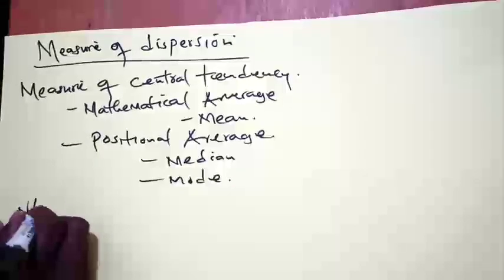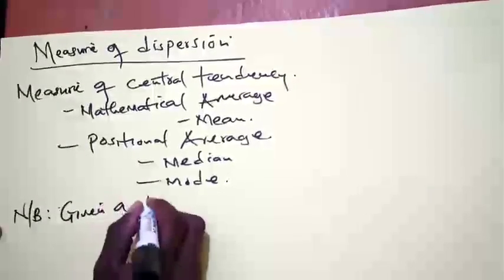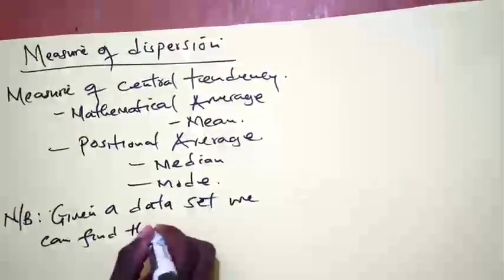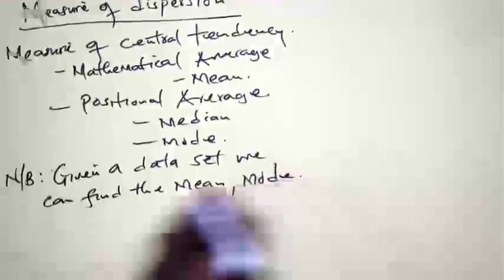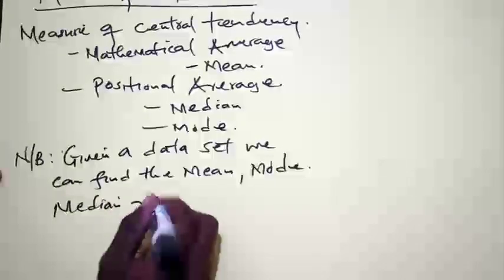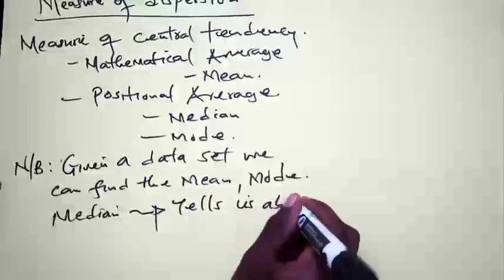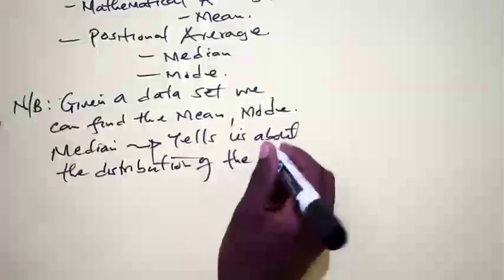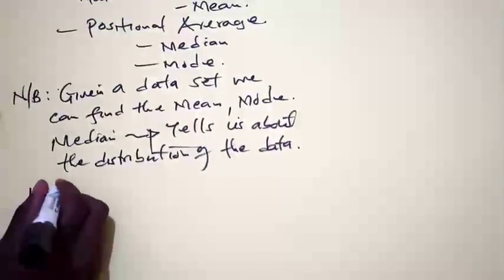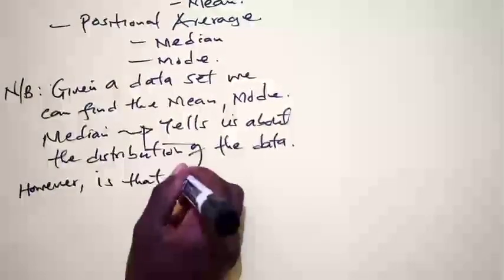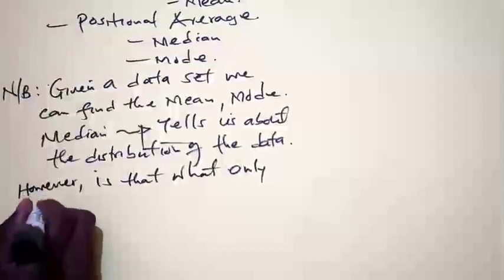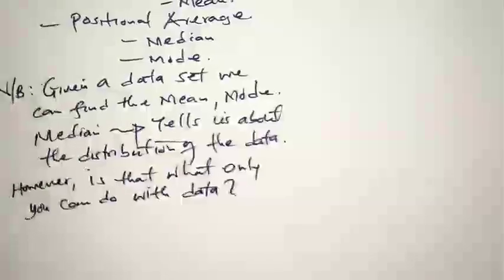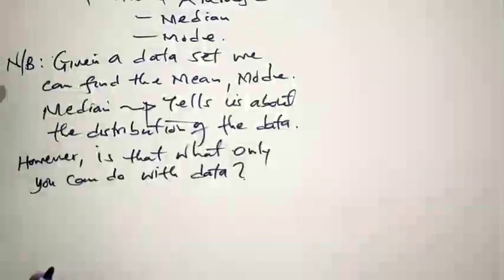So our question or our NB is, given a data set, we can find the mean, mode, and the median, and this entirely tells us about the distribution of the data. However, is that what only you can do with data? That's like a form of a question. We need to ask ourselves, is that the only thing we can do with data?